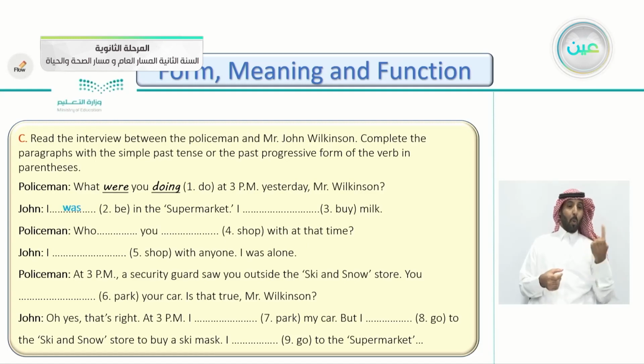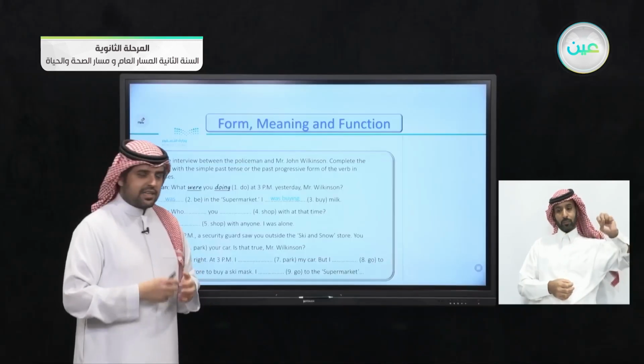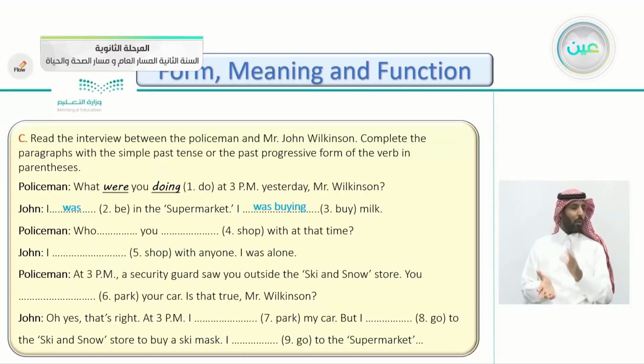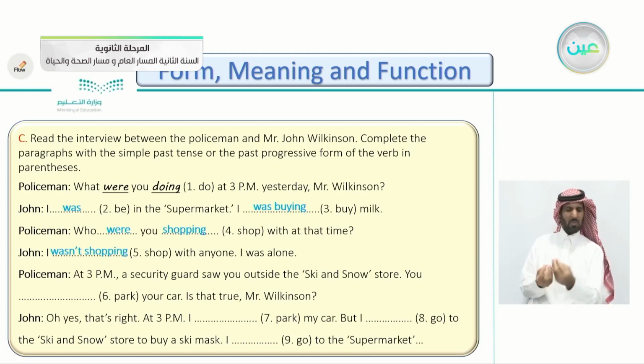Yes, I was in the supermarket. And the verb buy here: I was buying milk, because this is in the past and it was taking time. I was buying milk. "Who, you, with at that time," and the verb shop. Very good. Who were you shopping with at that time? John: "I was alone." So this tells you how to answer. I wasn't shopping with anyone, because he said here I was alone. Sometimes when you want to figure out an answer, just check the end of the sentence.